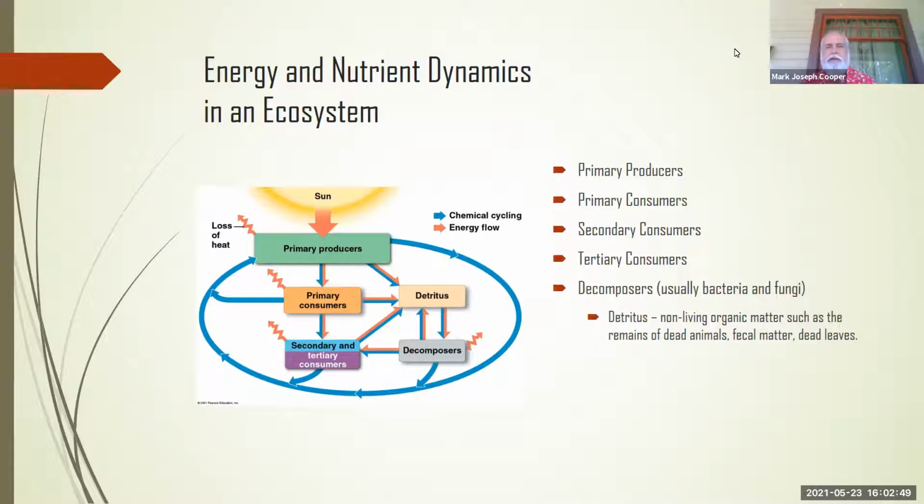And we didn't really talk about the decomposers. Those are usually bacteria and fungi, although they can be other things that break down stuff. And then we have something called detritus, which I would like you to know. It's non-living organic material. So things that have dropped off and have been dead, especially like leaves, fecal matter, things like that. Anyway, this is the system I want you to know.